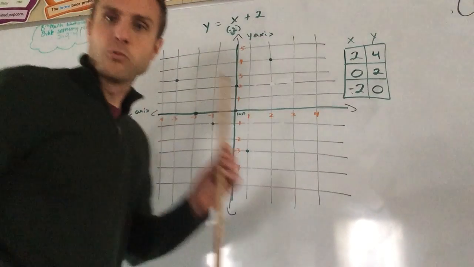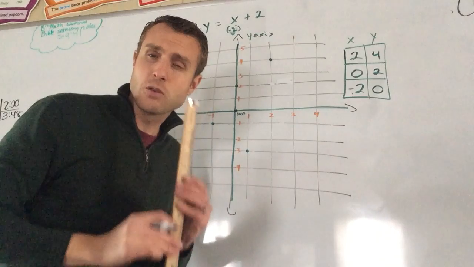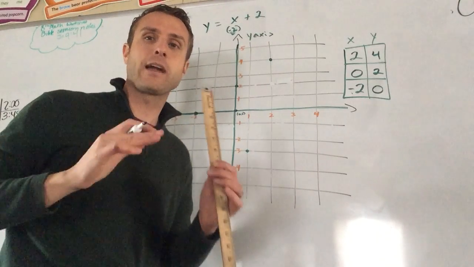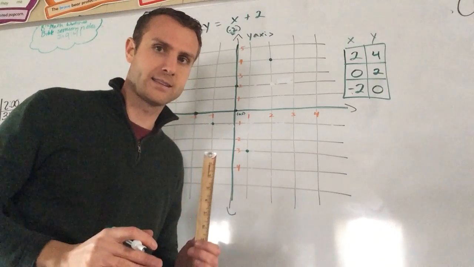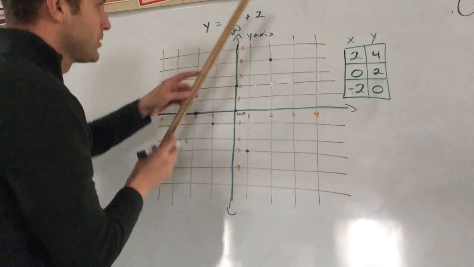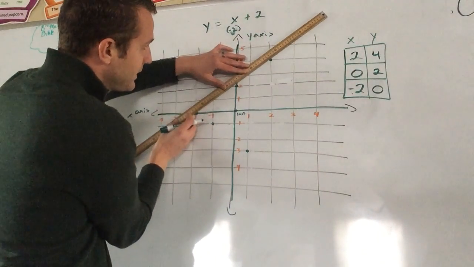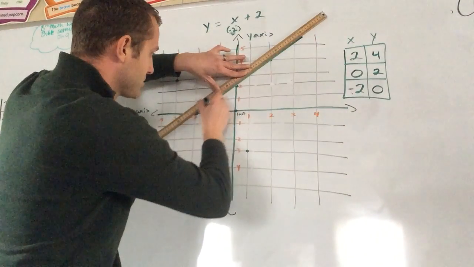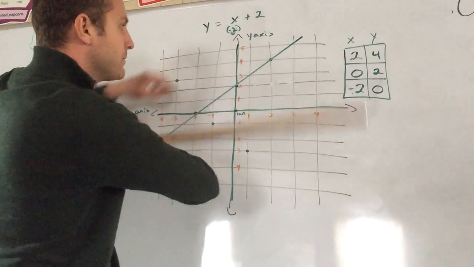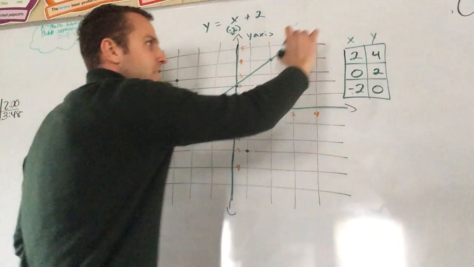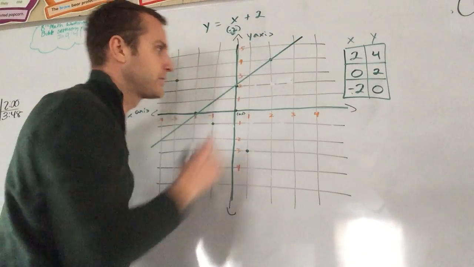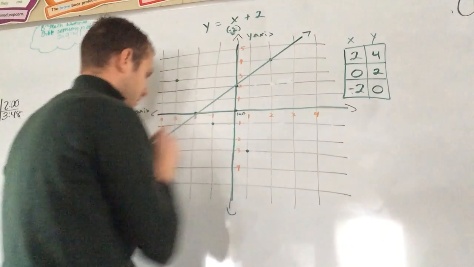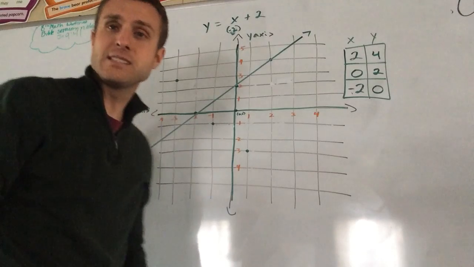Now I'm going to take my ruler. Make sure you use a ruler. If you do not use a ruler, your line will not be straight and your answer will not be correct. So I'm going to take a ruler and I'm going to put it on those 3 dots and connect those 3 dots. Make sure you go all the way to the corners of your graph. Don't stop at the points. Keep going through and then put arrows.